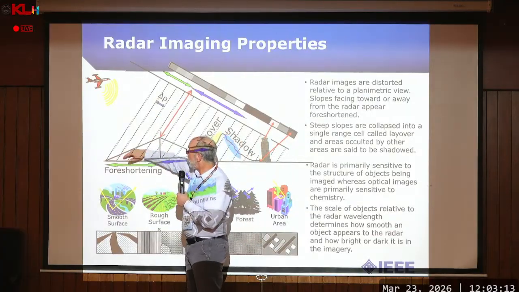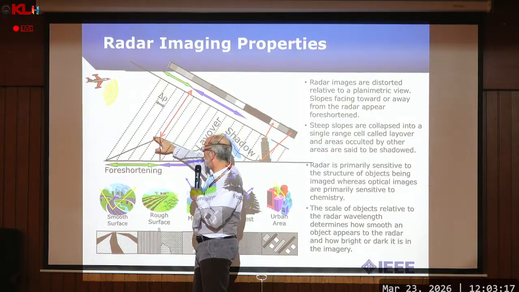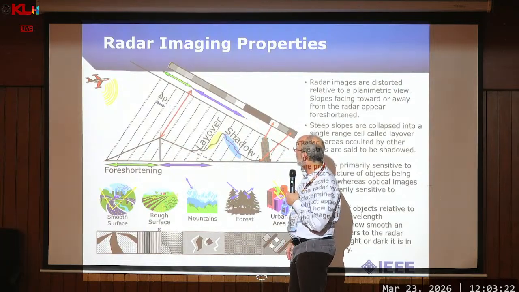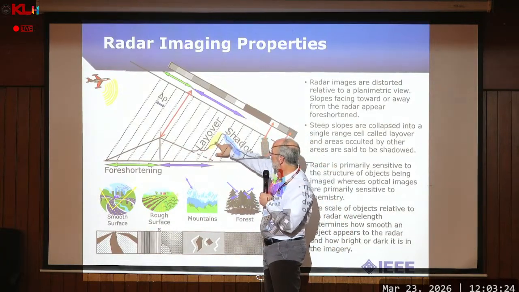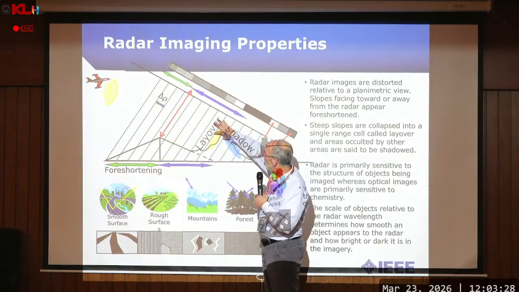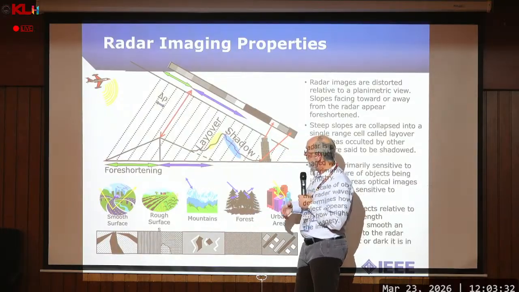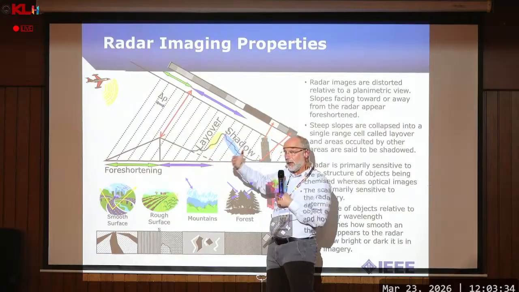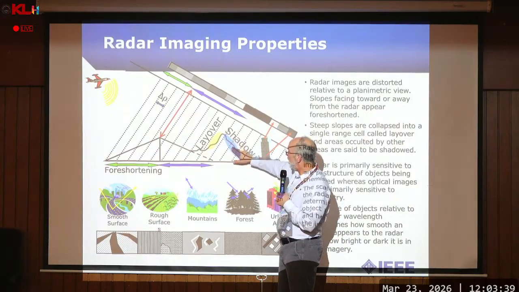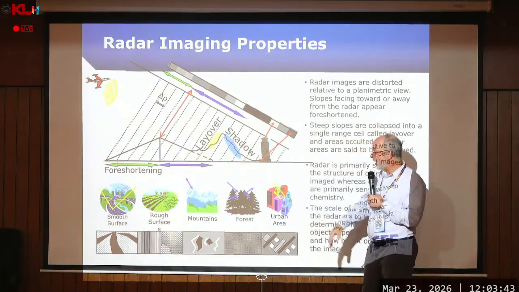So you get a brightening effect on the front side of topography, and you get a darkening effect on the back side of topography. Every now and then you'll get a situation where all the slopes are in one range style. That's called the layover condition, and you don't have a unique mapping of range to position on the ground. And then there will also be cases where it's completely shadowed, where the slopes are too great and you see nothing.